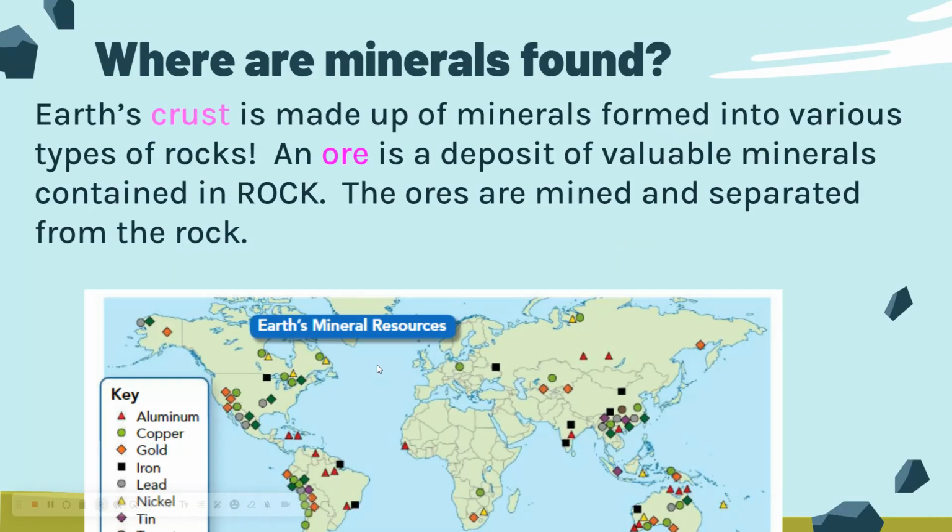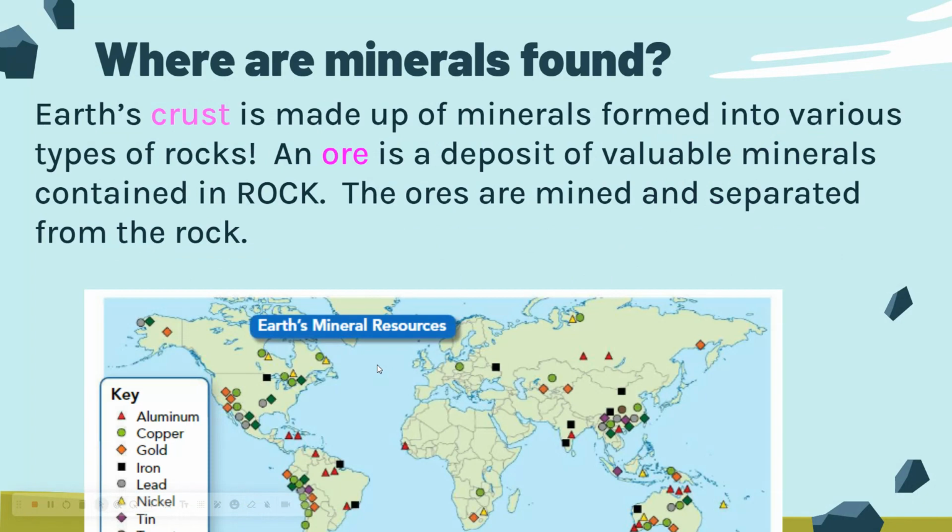Now, where are we going to find these minerals? You're going to find them mainly in the Earth's crust, because that's where all those minerals are formed into different types of rock through the rock cycle. And you're going to find them inside of what we call an ore. An ore is a deposit of valuable minerals contained inside of a rock. A rock is just a mixture of minerals.